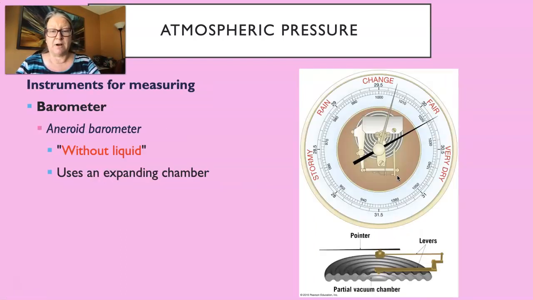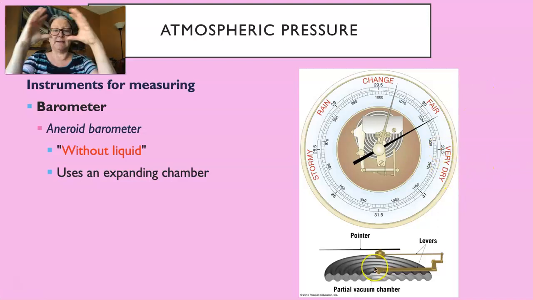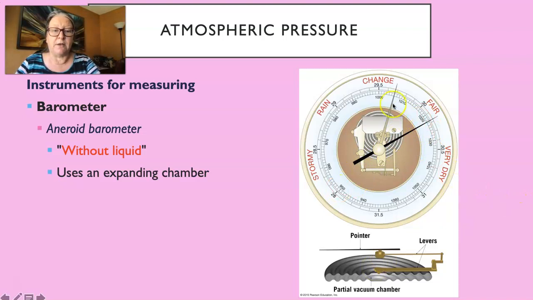An aneroid barometer measures without liquid. That's what aneroid means. And it uses this expanding and contracting chamber that's hooked up to an arrow that can show you on this dial which way the pressure is going. So millibars are listed on the inside, inches of mercury are listed on the outside. And what's amazing about air pressure is looking at these words here.